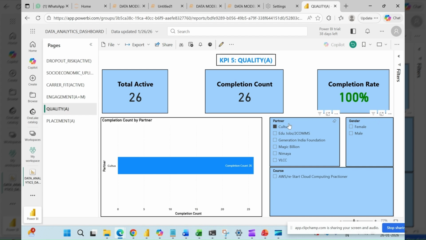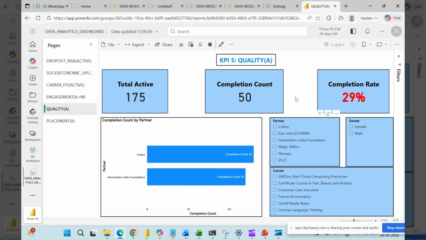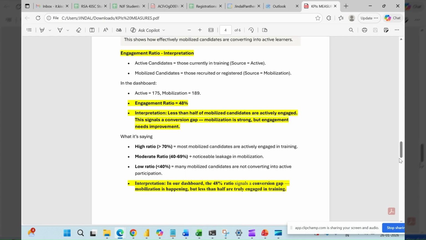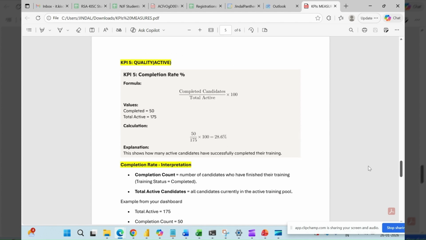Now I will tell how we are calculating this. Completion rate is 29%, as only 50 people have completed the course. So it means 29% of active candidates have completed training. Simple as that. We will go to the formula page and show it here: that simple formula, completed candidates over total active into 100. This is for this KPI. 50 divided by 175 into 100, 28.6%.